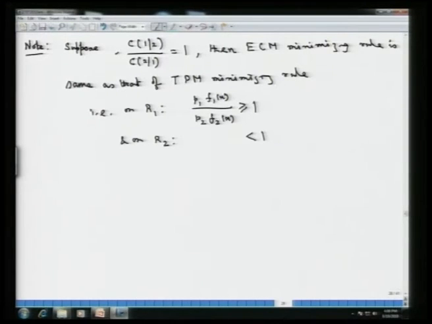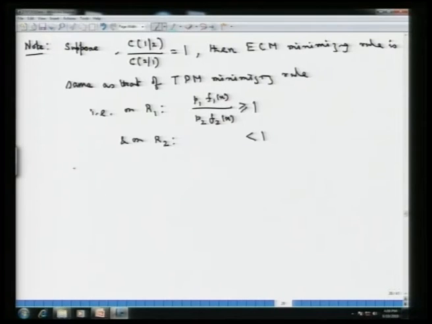So, we have two types of criterion, two types of objectives before us under the general classification problem: we can either go for a total probability of misclassification minimizing rule, or we can look for a rule which would minimize the expected cost of misclassification. We have derived both these optimum rules under the two philosophies, and we see that if such a thing holds, then the two rules are basically equivalent.